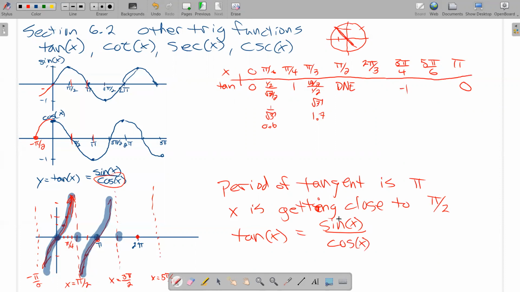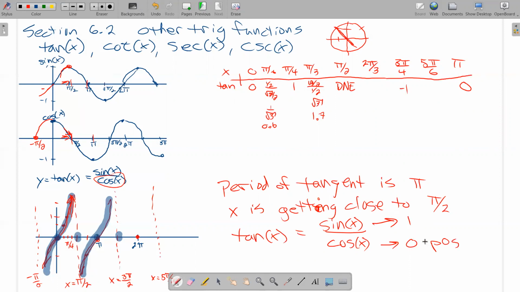So what's happening with the numerator as x gets close to pi over 2? Well, if we look at the graph of the sine up here, as x gets close to pi over 2, the y value is getting close to 1 up there. So my numerator is going to 1. My denominator, cosine, as x approaches pi over 2 here, the y values are heading towards 0. But they're always positive.